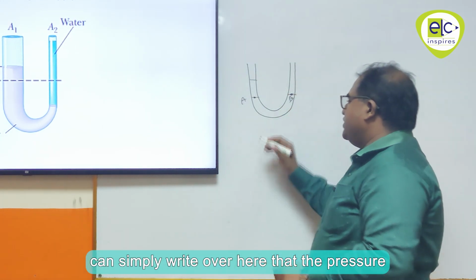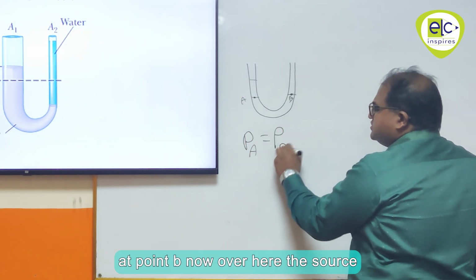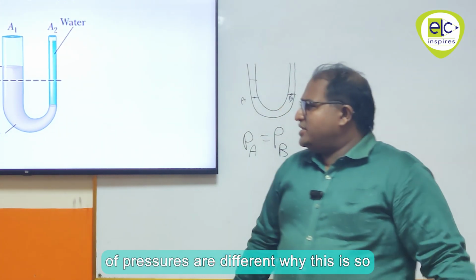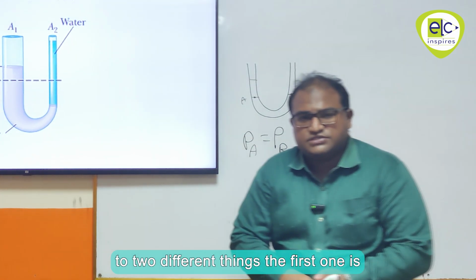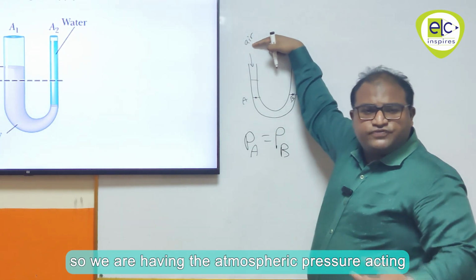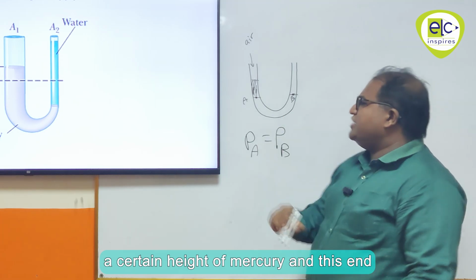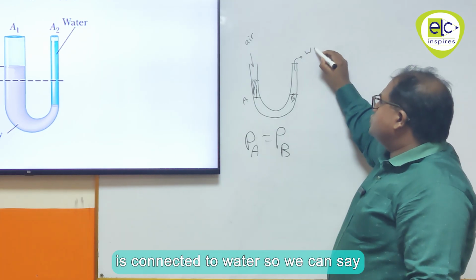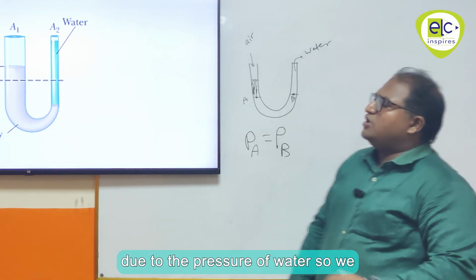So we can simply write over here that the pressure at point A is equal to the pressure at point B. Now over here, the sources of pressure are different. Why? Because the pressure acting at A is due to two different things. The first one is that this end is open to air, so we have the atmospheric pressure acting on this point. And over here, we have a certain height of mercury. And this end is connected to water, so we can say that the pressure acting at B is only due to the pressure of water.